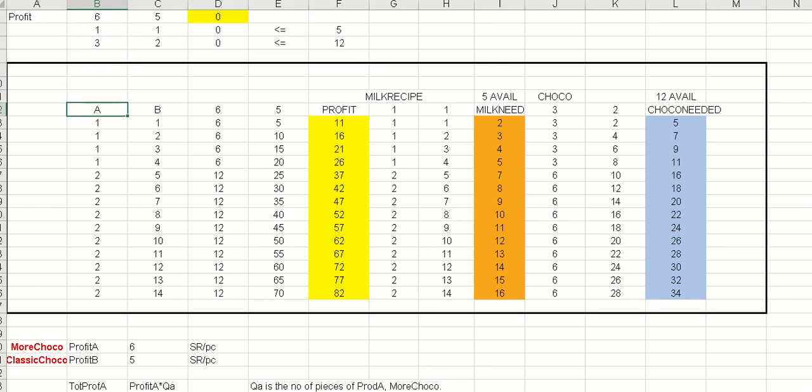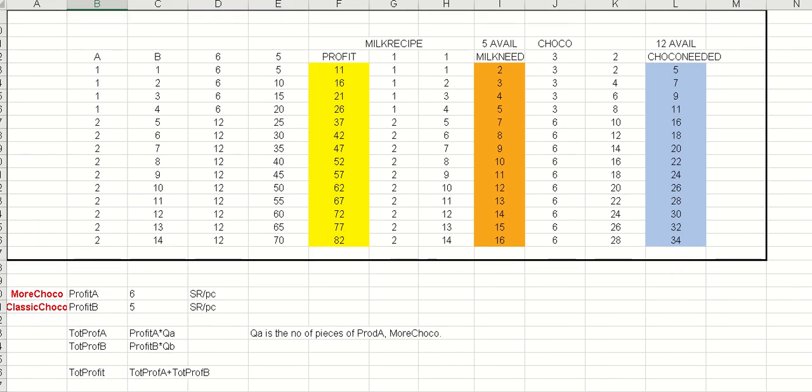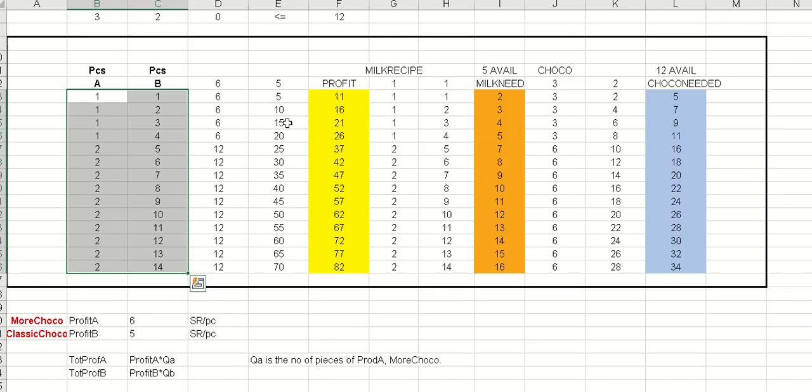There. As you can see, this is now the number of pieces: the number of pieces for the more choco, and the number of pieces for the classic choco. And therefore, I'm going to make a guess, whatever it is. So 1 and 1, and I'll check for the result. What will be the result?